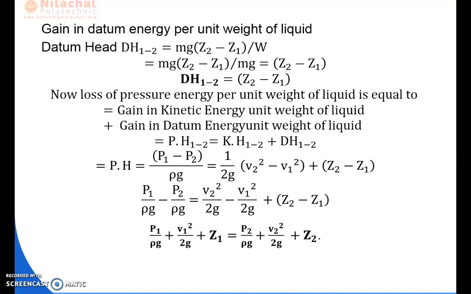That implies P1 by rho g plus V1 square by 2g plus Z1 is equal to P2 by rho g plus V2 square by 2g plus Z2. So this is the total head at inlet, equal to the sum of pressure head, kinetic head, datum head. This is the sum of pressure head, kinetic head and datum head at outlet. So according to Bernoulli's theorem, total energy, total head at inlet is equal to total head at outlet.